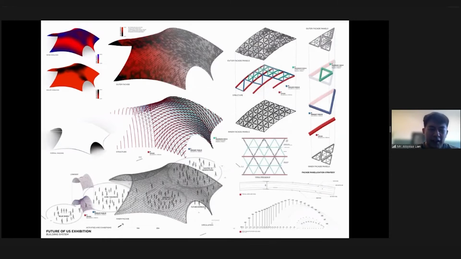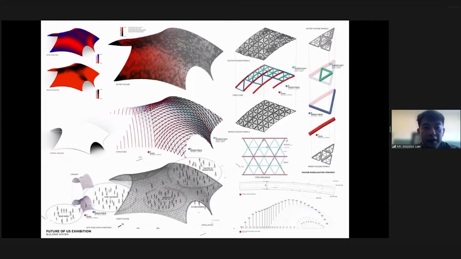So the laser cut panels were cut in China. The structure was rolled in Vietnam. We did the actual physical prototype as an arch in Vietnam. And then after it was assembled, it was disassembled and shipped and reassembled in Singapore.